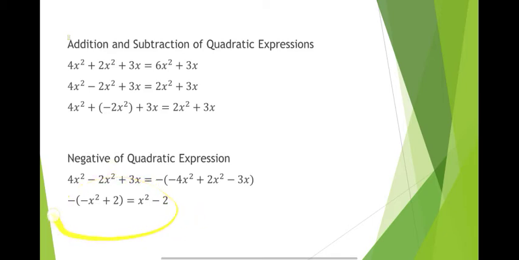So the last one, if you have this kind of question, negative, bracket, negative x squared plus 2, you just multiply in the negative, right? So x squared minus 2.